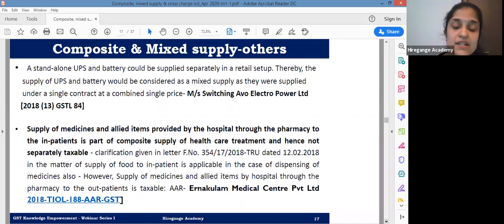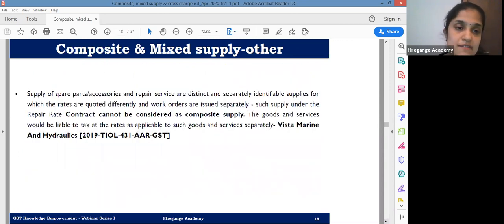But keep in mind, supply of medicines by the hospital through the pharmacy to the outpatient is very much taxable. There was also an AAR in this context. In fact, not one. There have been many AARs which have looked into these aspects.